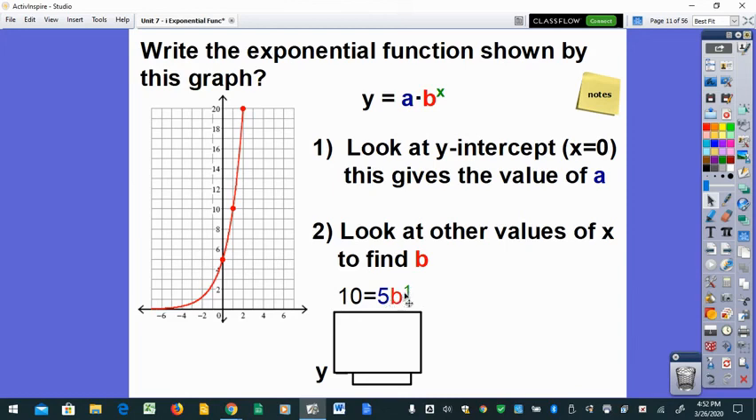This is just b. And times 5, we're going to divide both sides by 5. It's a one-step equation. 10 divided by 5 is 2, and the b is 2. So now I know what my a is, and I know what my b is. So I can rewrite this. y equals 5 times 2 to the x, and that gives me the exponential equation for the graph. I hope this gets you started on doing some graphing of exponential functions and then writing the function rules from the graph.